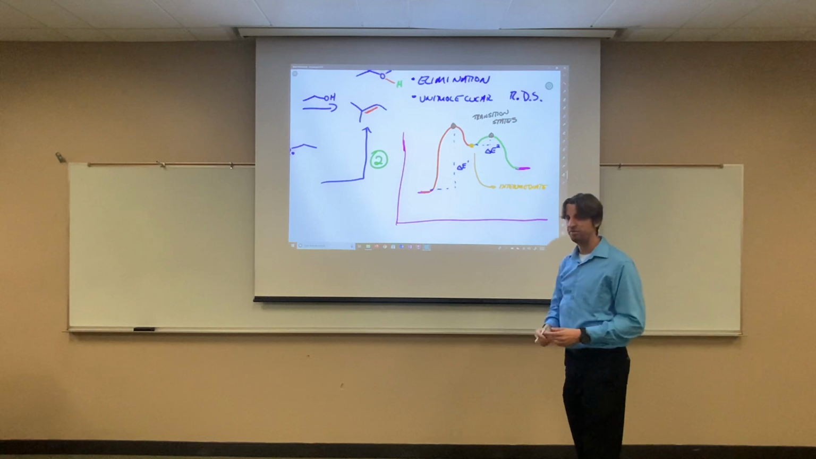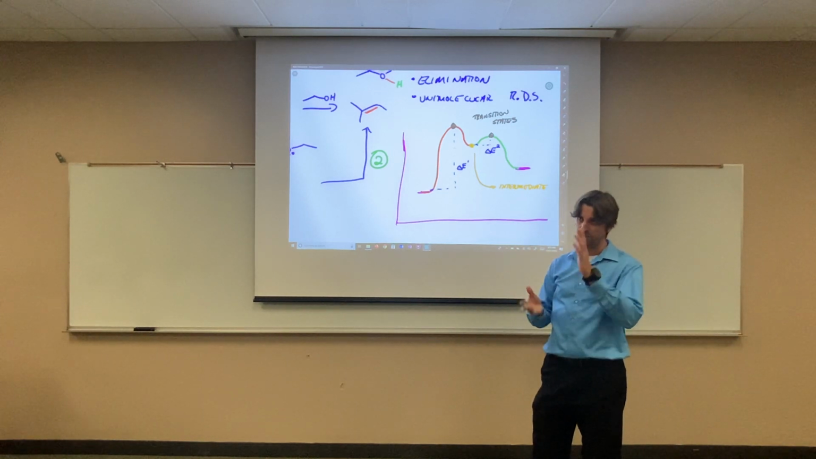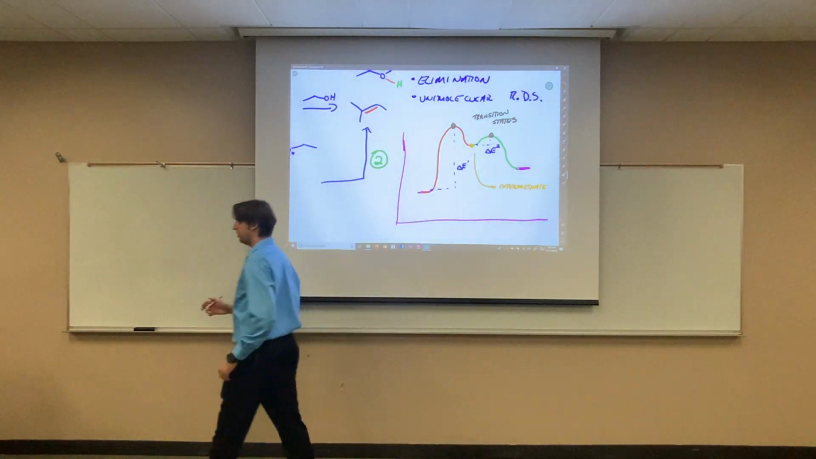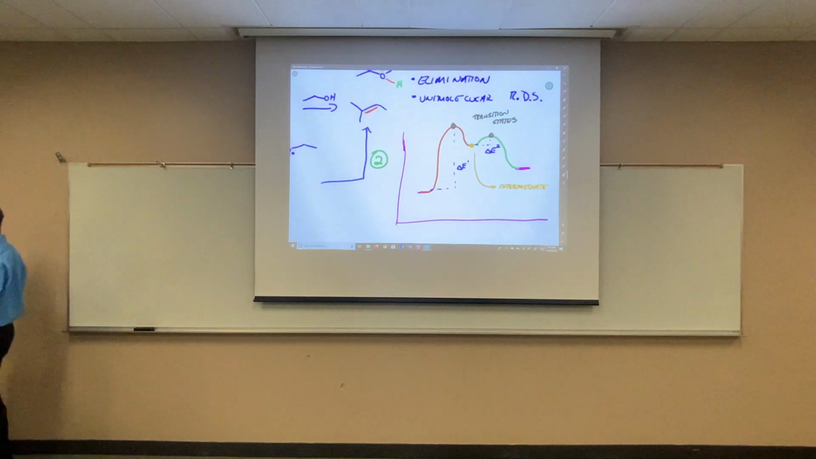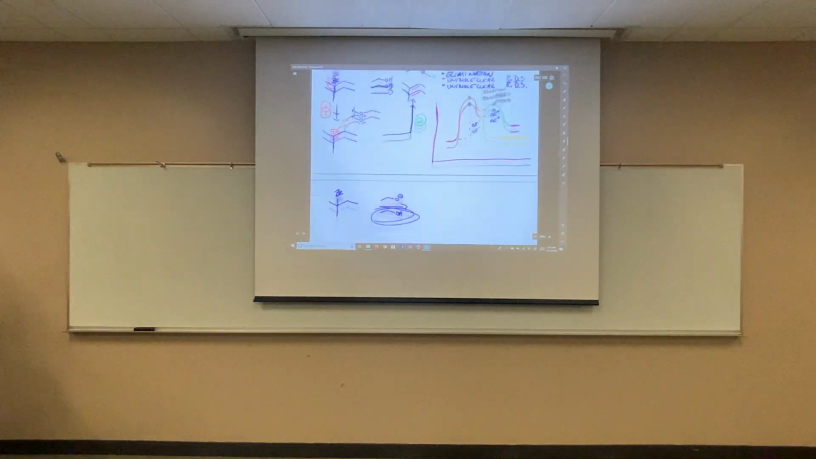But this is a reaction profile diagram. They're useful for telling us some things, and the book uses them quite a bit to kind of determine which reactions happen in what case, right? But you have to draw your mechanism to be able to do these, okay? All right.